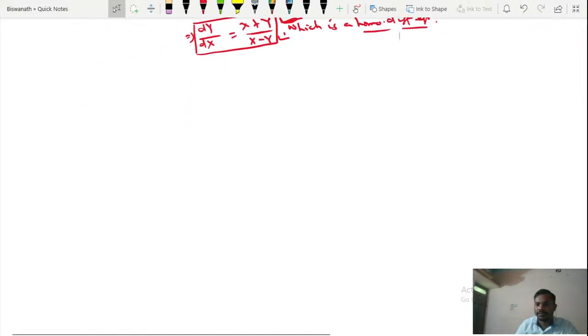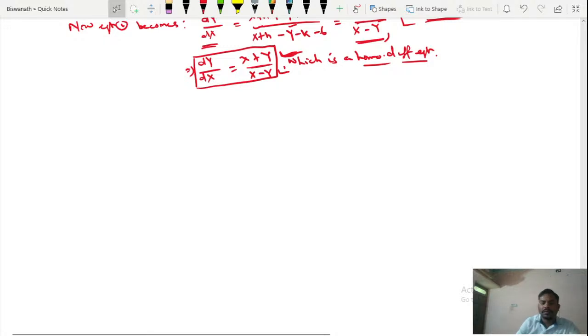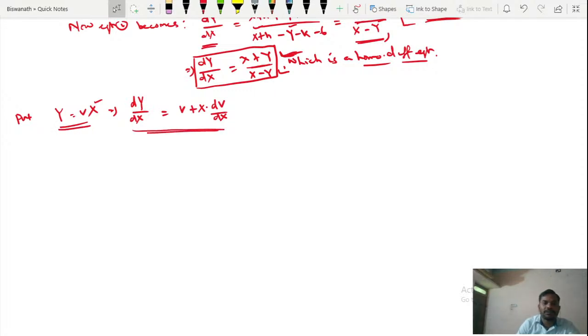If you have a homogeneous differential equation, then we put y equal to v into x. So if we put y equal to vx, then taking the derivative of both sides with respect to x, dy by dx will be v times the derivative of x, which is 1, plus x into dv by dx. So if y equals this, then dy by dx is equal to this one. Suppose this is your equation 2.